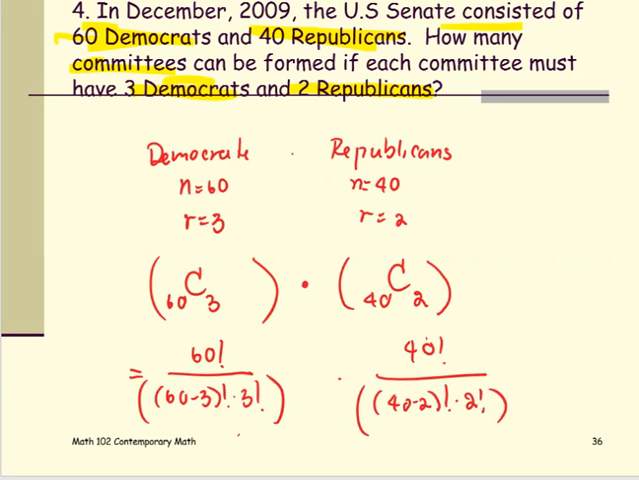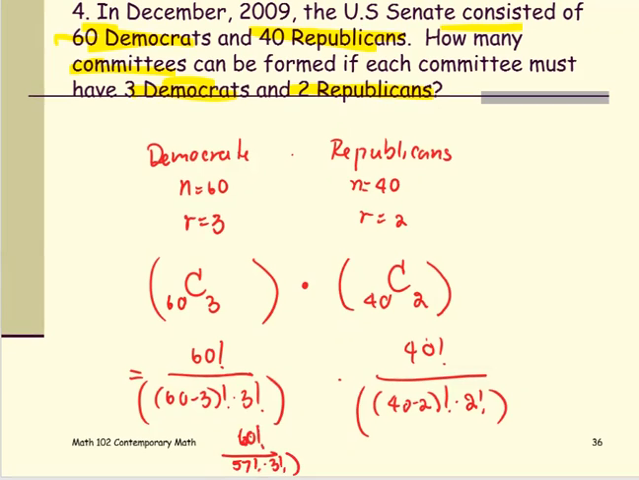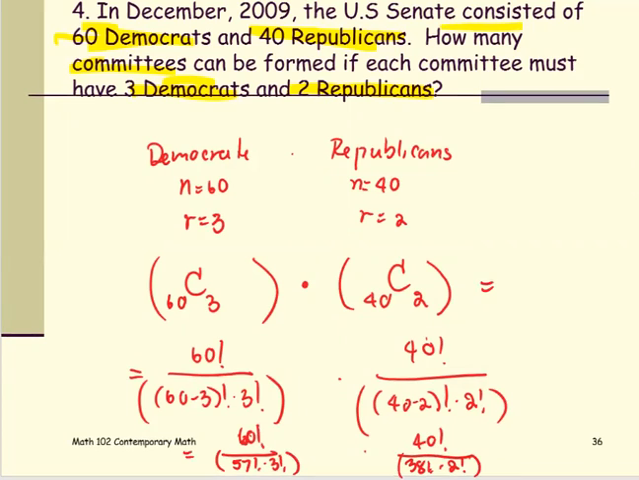Again, you can simplify this to be 60 factorial divided by 57 factorial times 3 factorial, multiplied by 40 factorial over 38 factorial times 2 factorial. Again, if you're okay with the formula, using the calculator is going to be a less complicated way to get the number out. That's what I'm going to show you right now.